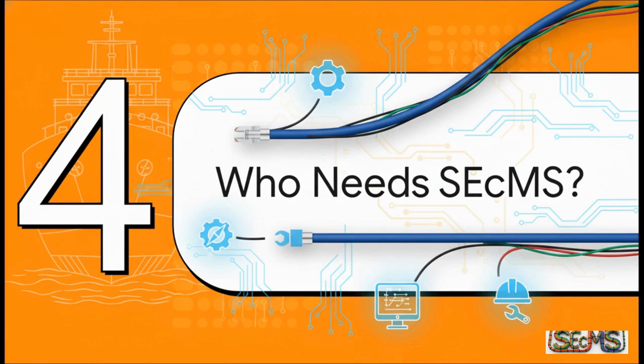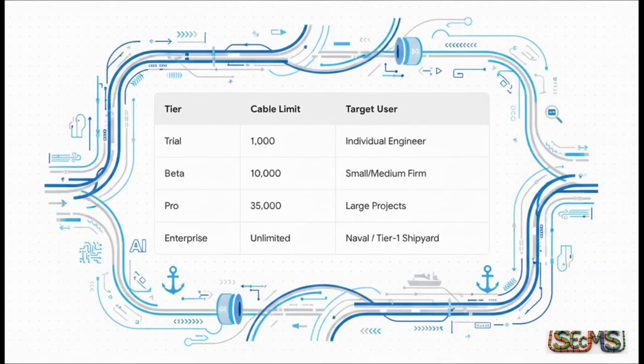Let's break down the target users and see how the system is structured to help them out. The platform is really built to scale with you. A single engineer can jump in with the trial tier just to get a feel for the basic routing. Small to medium design firms, who are really the primary target, get the full suite of features and AI analysis with the beta tier. And for those huge, large-scale projects, the Pro tier adds advanced tools like the Drum Manager and that comprehensive class verification. There's really an entry point for everyone.